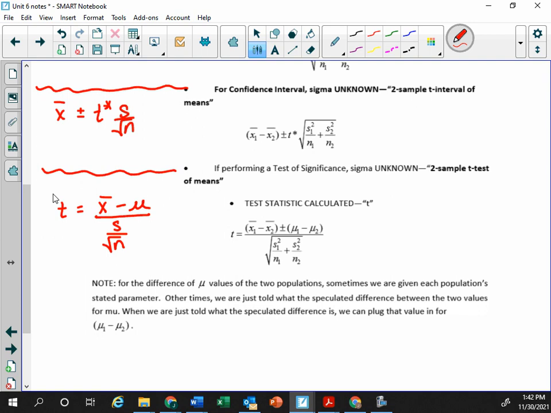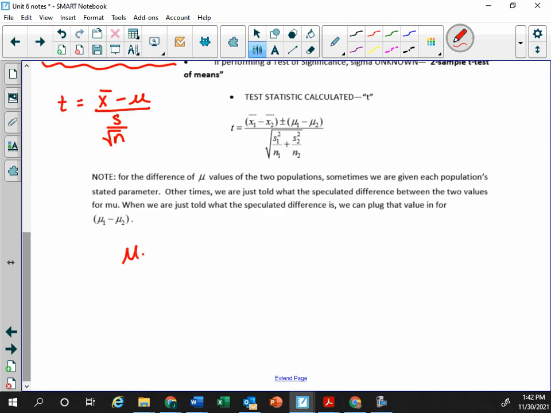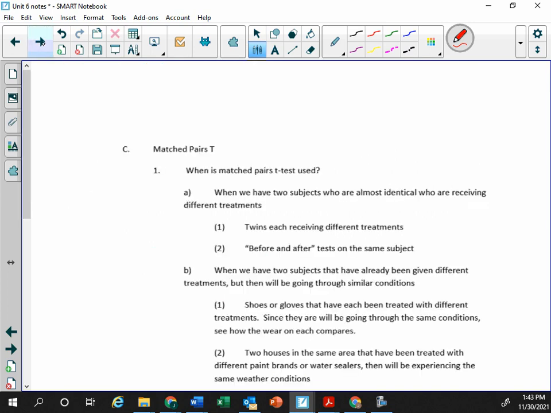So instead of listing mu sub 1 is 10 and mu sub 2 is 8, sometimes you'll just be given the difference, and that's okay. So like in your problem, you can see we've got that value. Instead of listing the 10 and the 8, you can just list the 2. Does that make sense? Okay. So we put it into the formula. Yes. Yep, exactly.